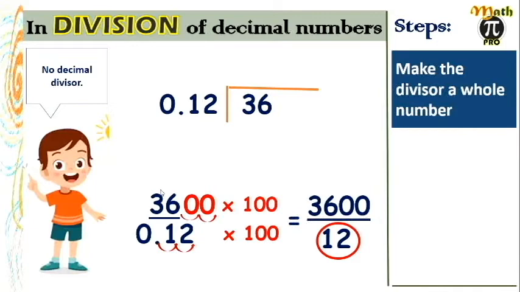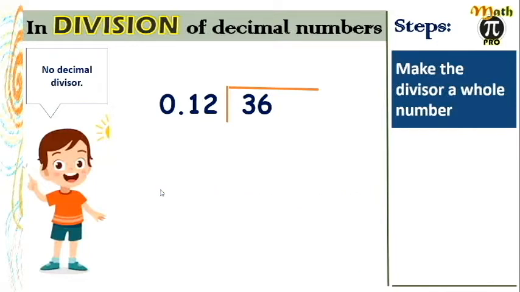Again, we don't always need to do this. As explained a while ago, we can make our divisor a whole number by just moving the decimal point to the right until the decimal point is on the right of the ones place. And when we do that to our divisor, we must do the same with our dividend. Again, we are multiplying them both by 100.